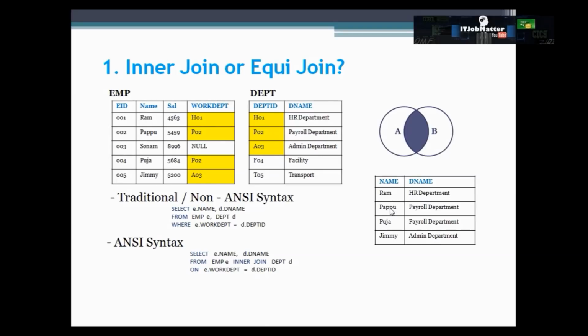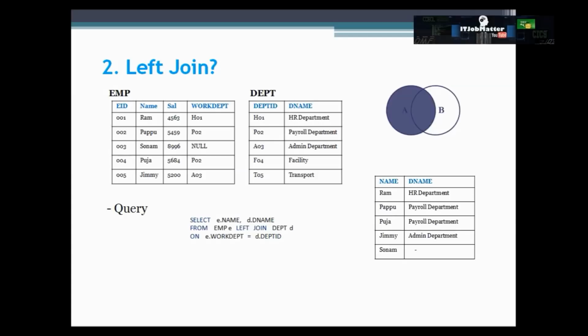And here Sonam's detail is not coming, as Sonam is not working in any department, or you can say the department where Sonam is working, that department ID is not mentioned in the department table. Now these two department details are also not coming because none of the employees are working in these two departments. This is the non-ANSI standard syntax for inner or equi join, and this is the ANSI standard syntax for inner or equi join. Now next we have a left join.